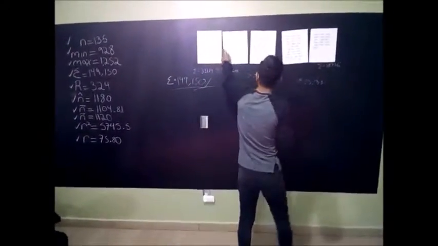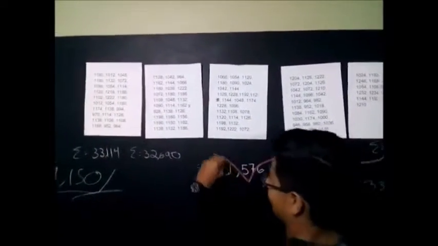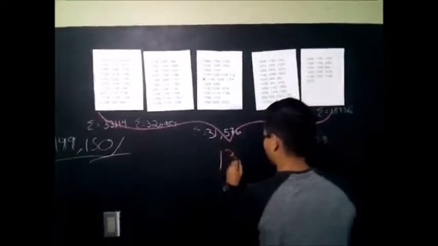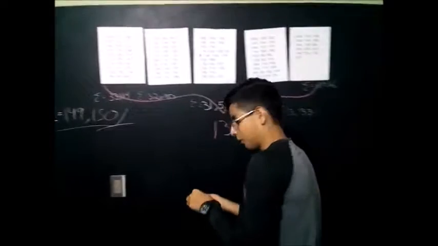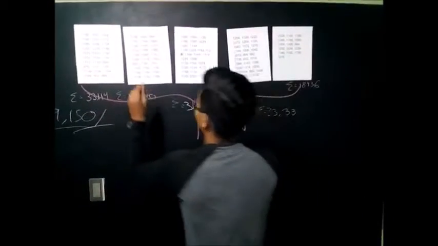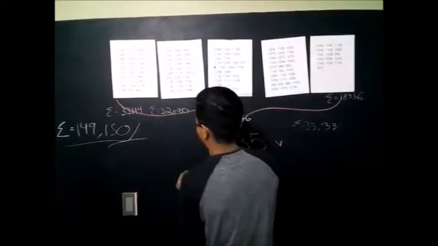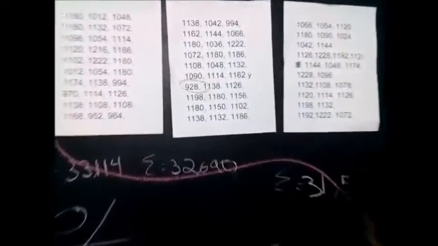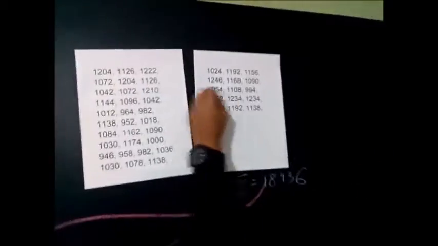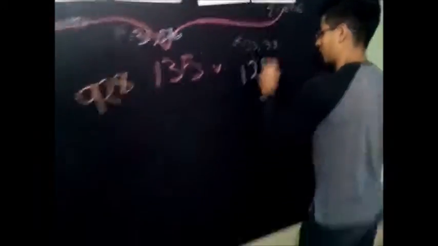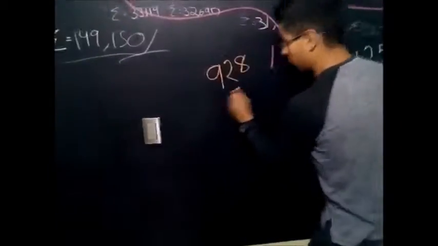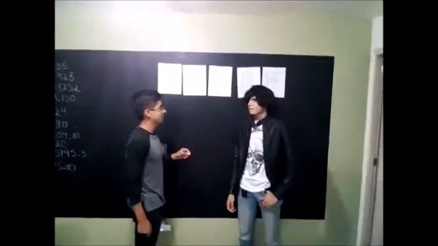We are going to talk about these numbers. As we know, we have 135 values, and with orange, we are going to indicate the lowest value, that is 928, and with blue, we're going to put the maximum number, that is 1252.